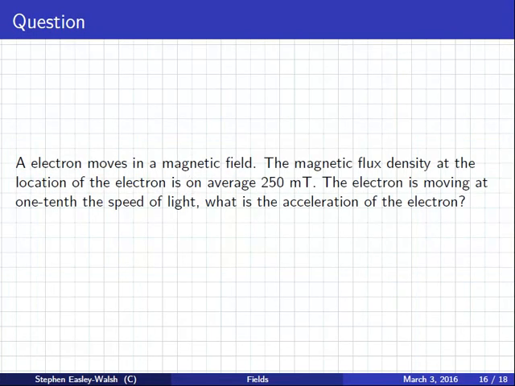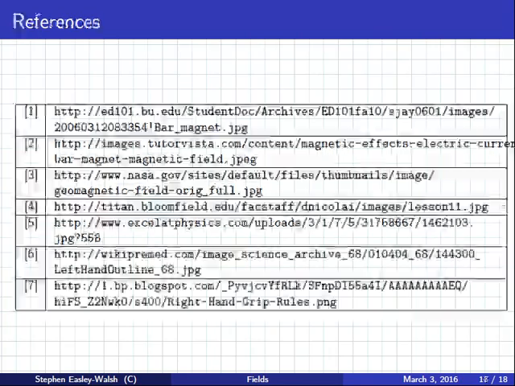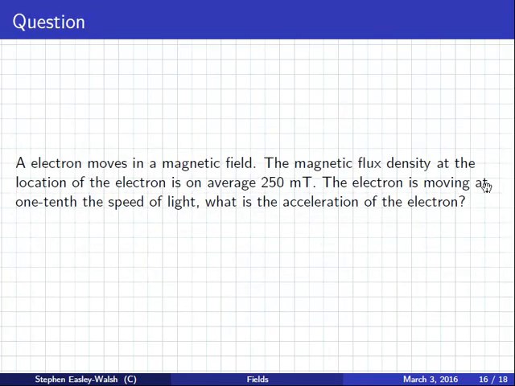Right, so an electron moves in, yeah, this is the last example. Can you write this one down?